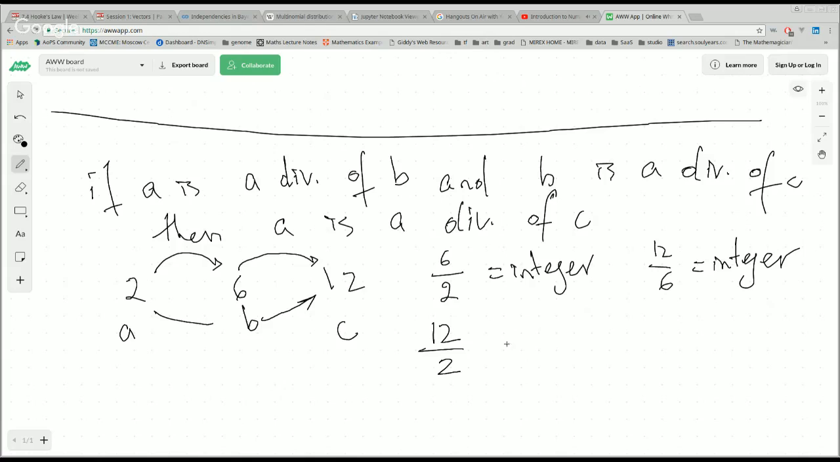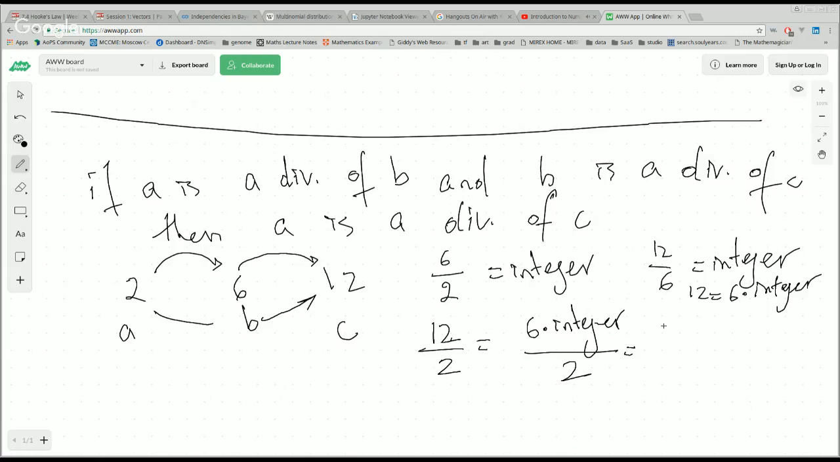Well, I can say that 12 divided by 6 is the same as some integer, right? So let's multiply both sides by 6. We get 12 equals 6 times some integer. Now I take this 12 here and I replace it with the 6 times an integer, right?